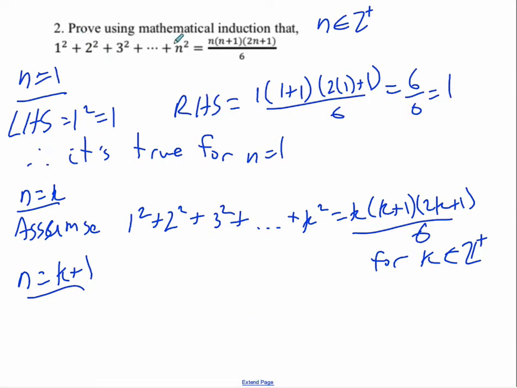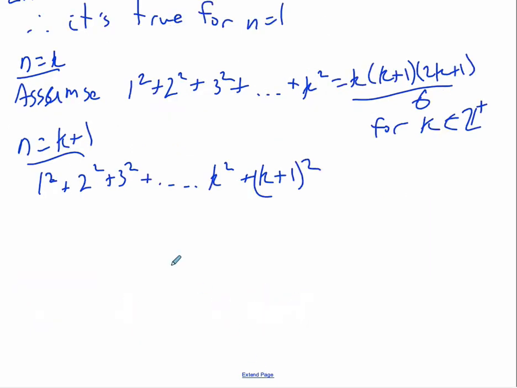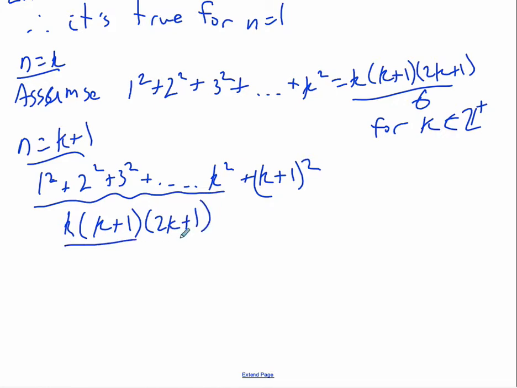Okay, we're going to start with the left-hand side with k plus 1 plugged in. So we have 1 squared plus 2 squared plus 3 squared. Now before k plus 1 there's a k squared, so let me write that in. And just like before, this whole part is what we assumed before, so we can replace that with k times k plus 1 times 2k plus 1 over 6 plus k plus 1 squared. Now, that's by assumption.